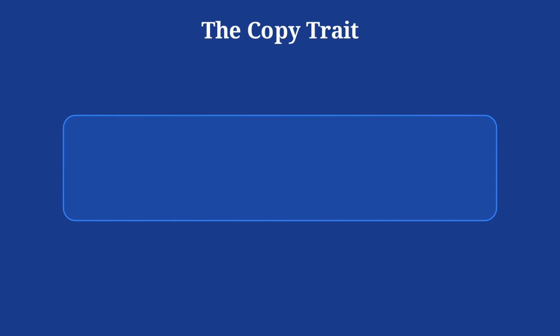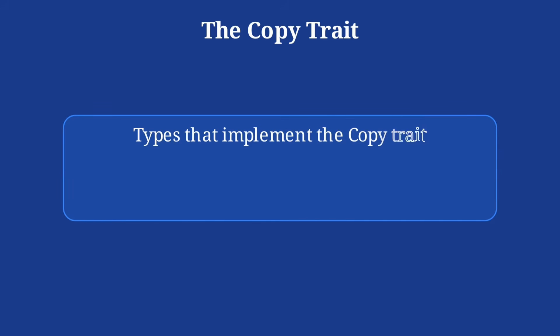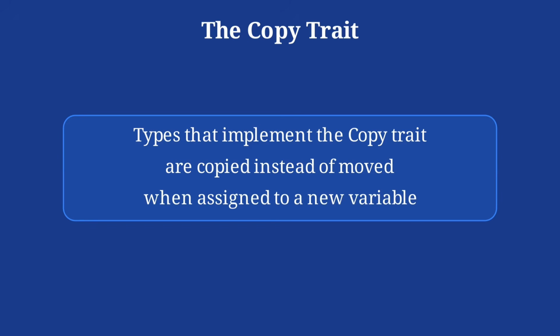This behavior isn't random. Rust has a formal system for this. Types that implement something called the Copy trait are automatically copied instead of moved when assigned to a new variable. It's that simple. If a type has Copy, you get a copy. If it doesn't, you get a move.